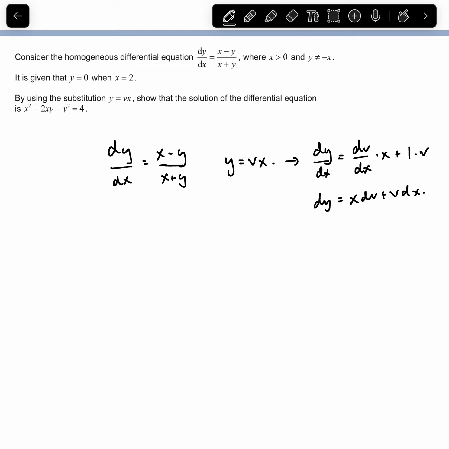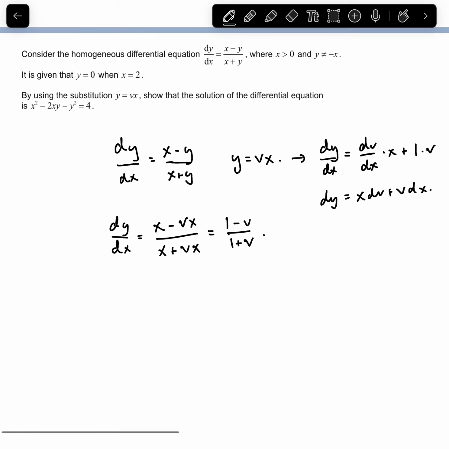Now, we need to remember this equation. It's quite important, and we'll use it in the next steps. But now we substitute our y equals vx into our original equation. So we get dy over dx is equal to, and wherever we see y, we change it with vx: x minus vx over x plus vx. Now we can cancel out the x's because there's an x in every term on numerator and denominator. So we get 1 minus v over 1 plus v.